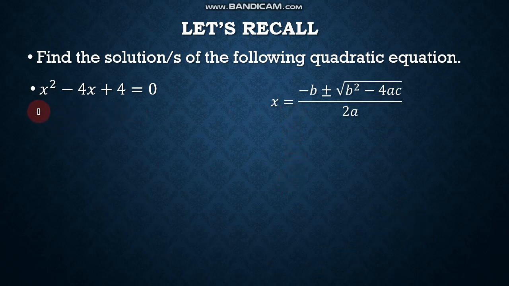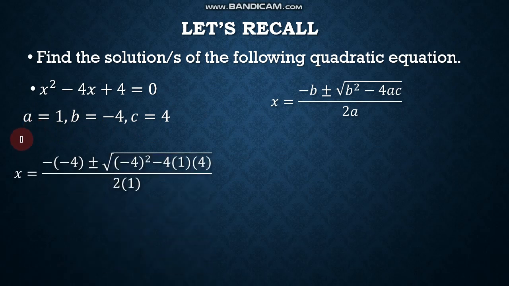Using the quadratic formula, we must identify a, b, and c. Our a is 1, our b is -4, and our c is 4. Use all these values to substitute into the quadratic formula. Please observe, our b is -4, our a is 1, and our c is 4. So negative times -4, we have +4, plus and minus the square root of -4 squared, which is +16, minus 4 times 1 times 4, we have -16, all over 2 times 1, which is equal to 2.